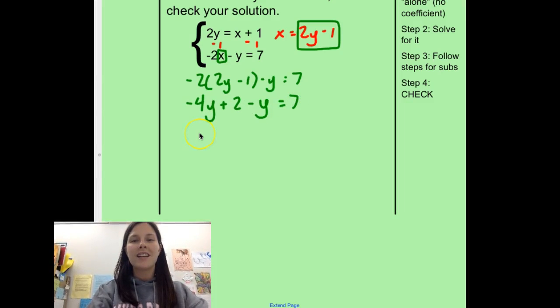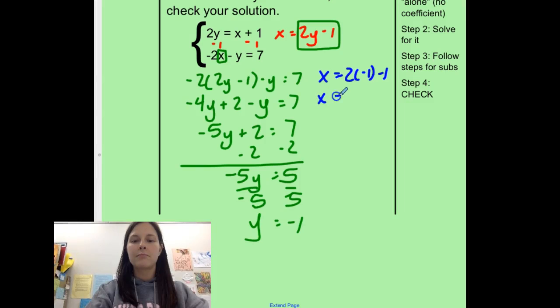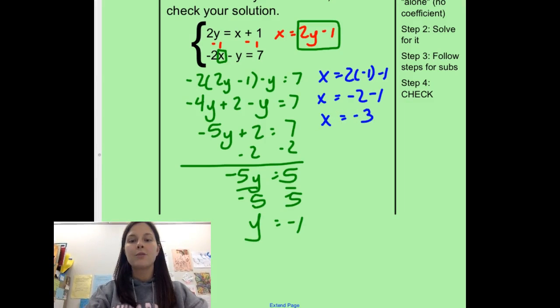Combining like terms, -4y minus y gives us -5y. Subtracting 2 from both sides. And dividing both sides by -5. Solving for x, I'm going to go back up to the red equation where I have x equals. I'm going to replace y with -1. 2 times -1 is -2, and -2 minus 1 is -3. My solution as an ordered pair is -3, -1.